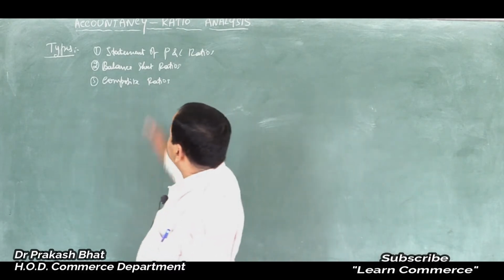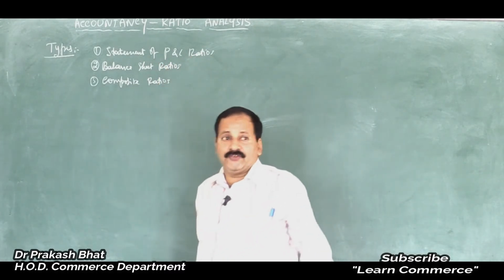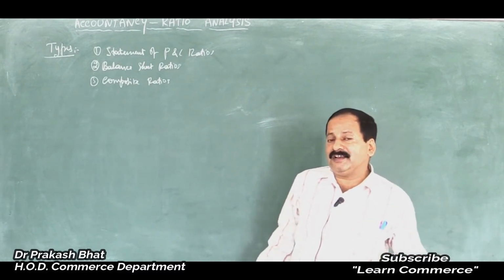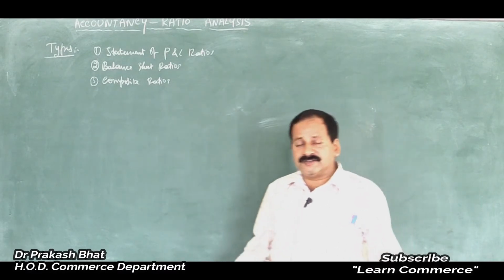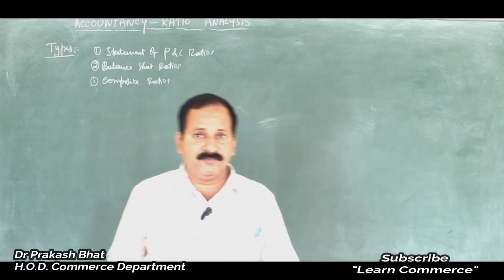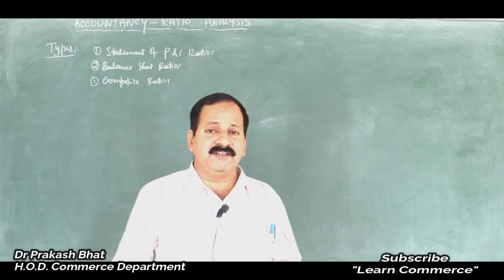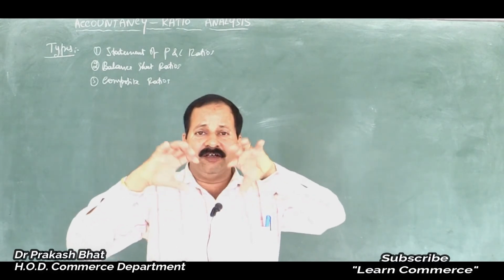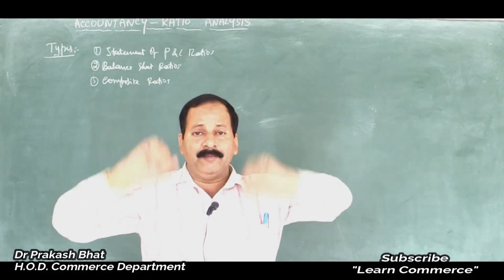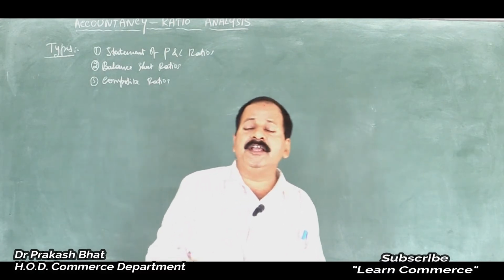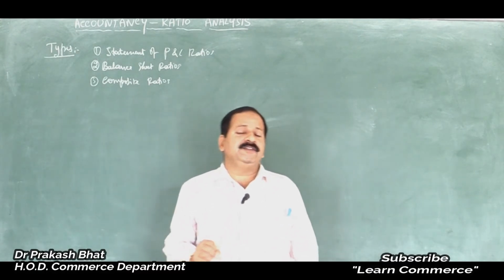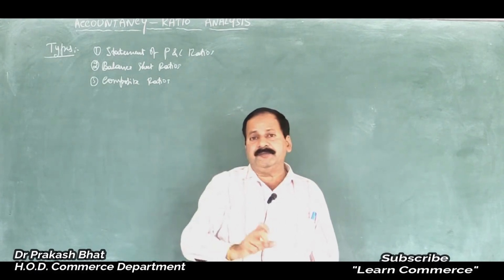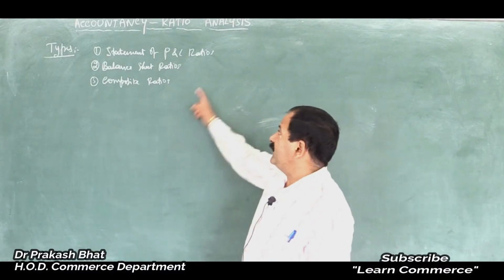The name itself indicates: statement of profit and loss ratio means the ratios which are derived from the figures extracted from the statement of profit and loss. There we compare the expenses to sales, gross profit to sales. Like that we build ratios, a relation between two figures taken from the profit and loss account only. That is called statement of profit and loss ratio.